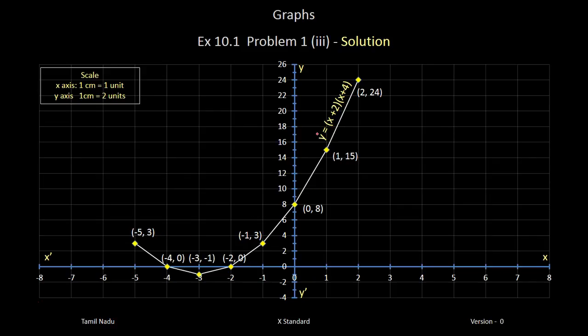Then you have to write the equation or the function here. So finally the graph has all the points. You have a smooth curve, you have the function, we have labeled the x-axis and the y-axis, and you have written the scale. So it is complete.